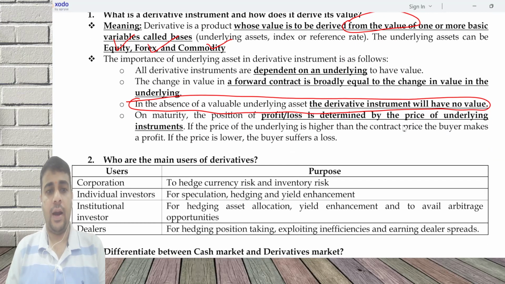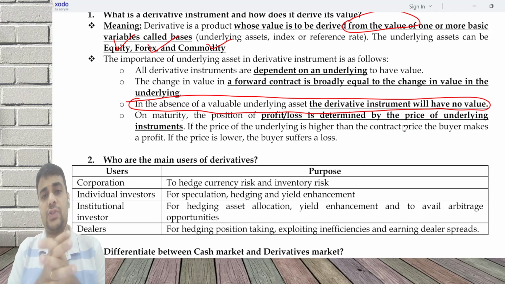Okay, I'll now move to the next one. Who are the main users of derivatives? First, let's understand the purpose of a derivative instrument. Practically three purposes can be there: one is hedging, second is speculation, third is arbitrage.